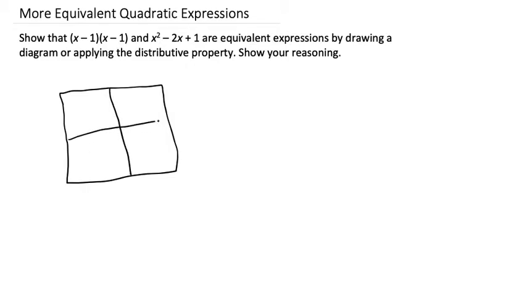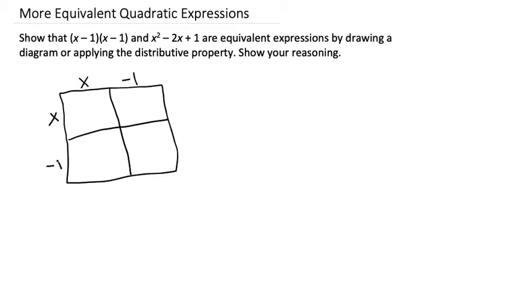I apologize because my diagram is a little bit crooked, but you get the idea. Now, when we have negatives in our expressions, what we need to do is put that minus sign in front of the number that it goes with. So I'm going to put it in front of the 1. So this is x minus 1. This one is x minus 1.